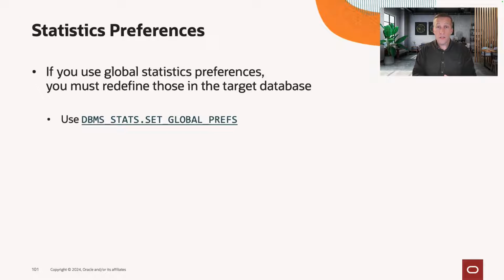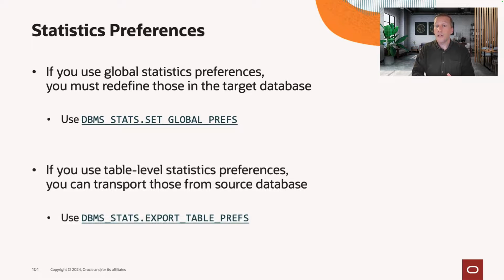You can have statistics preferences on a global level. This applies to all objects in the database. If you're using global statistics preferences, you must manually set the same preferences in the target database. There is no way to transfer those preferences from the source database. But in contrast, if you have statistics preferences on a table level, you can use a procedure in the DBMS_STATS package to transport those preferences from the source to the target database.